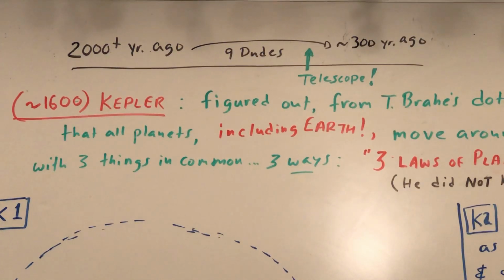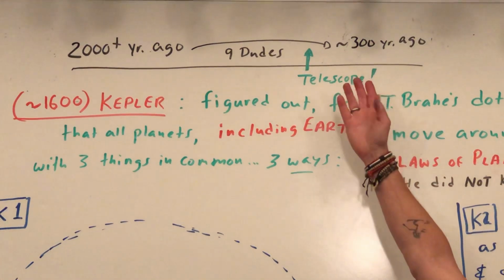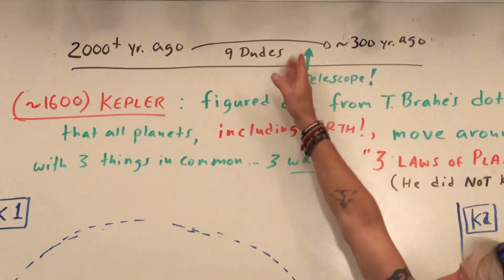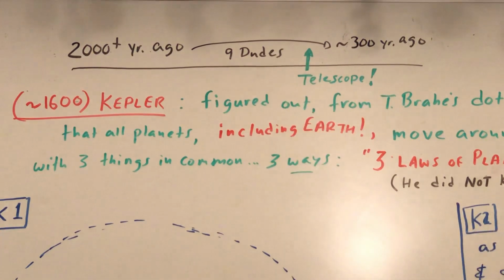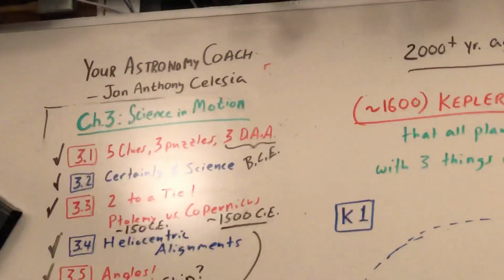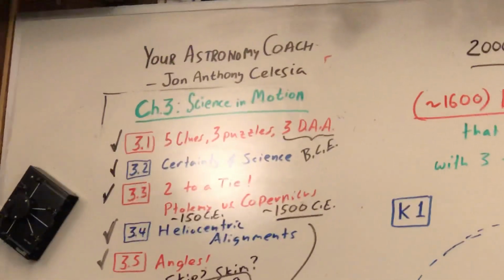Look how far we've come. We're almost there. 300 years ago, like 1700. We're right in there, right about where telescopes were invented, but not used quite yet. Not in the course, at least.